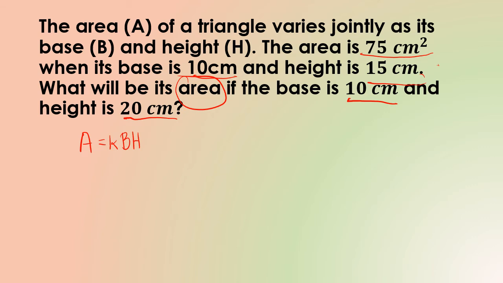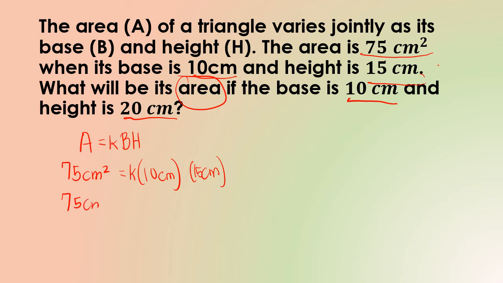So, ano yung next step natin, class? Ano yung hanapin natin? Letter K. So, the area is 75 cm squared. Hindi ko na tinanggal yung unit para mas maintindihan nyo. Constant yung hahanapin. What is the base? When 75 cm, the base is 10 centimeter. And its height is 15 centimeter. Okay. So, ang hanapin natin is K.